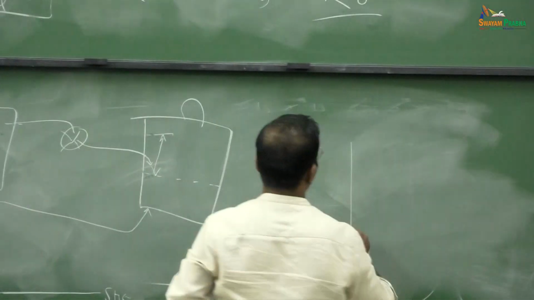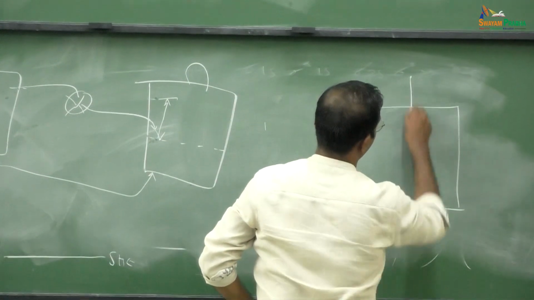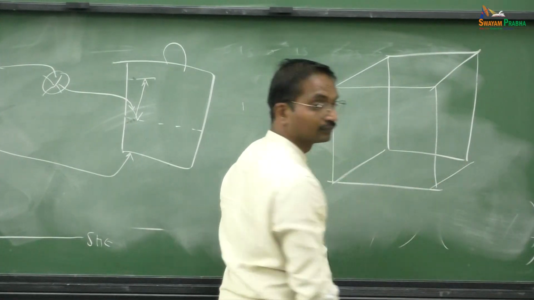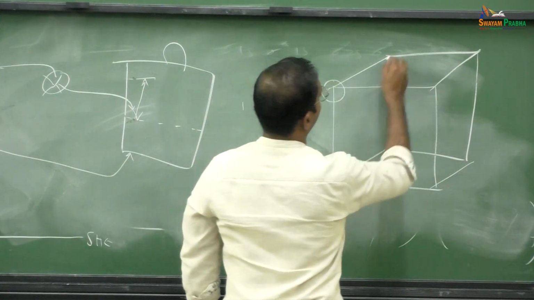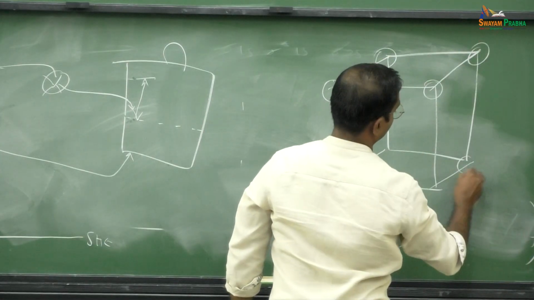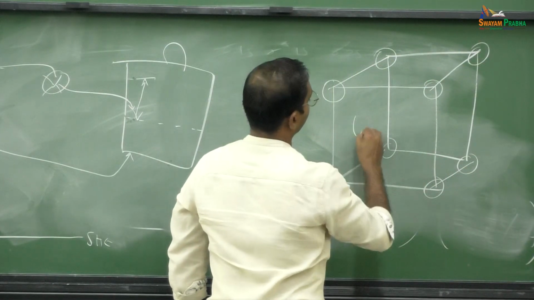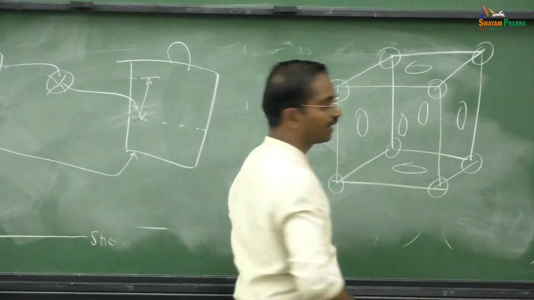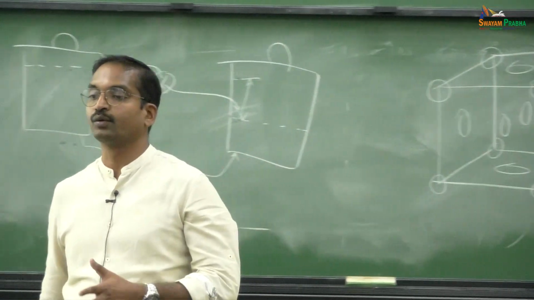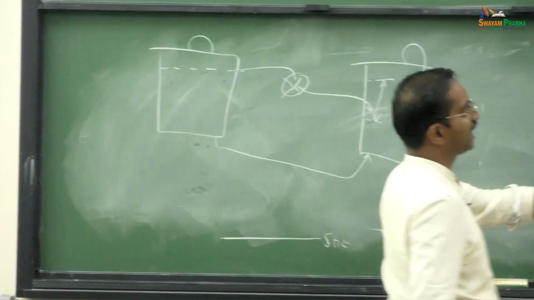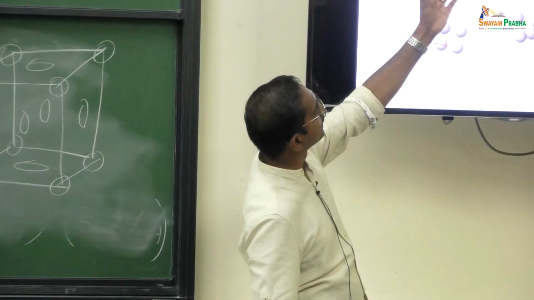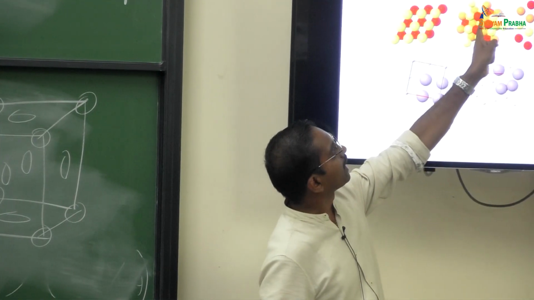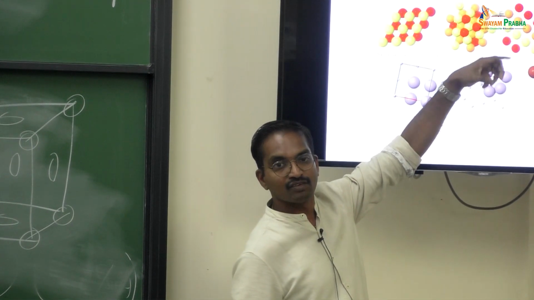Face centered cubic means this is my cubical box. If I put atoms in the corners and also in the face centers, then it is called a face centered cubic lattice. So if you put atoms A, B, C and you tilt them and then connect them, you will see a face center here, right? There are 4 atoms and 1 atom in the middle, that is a face center.